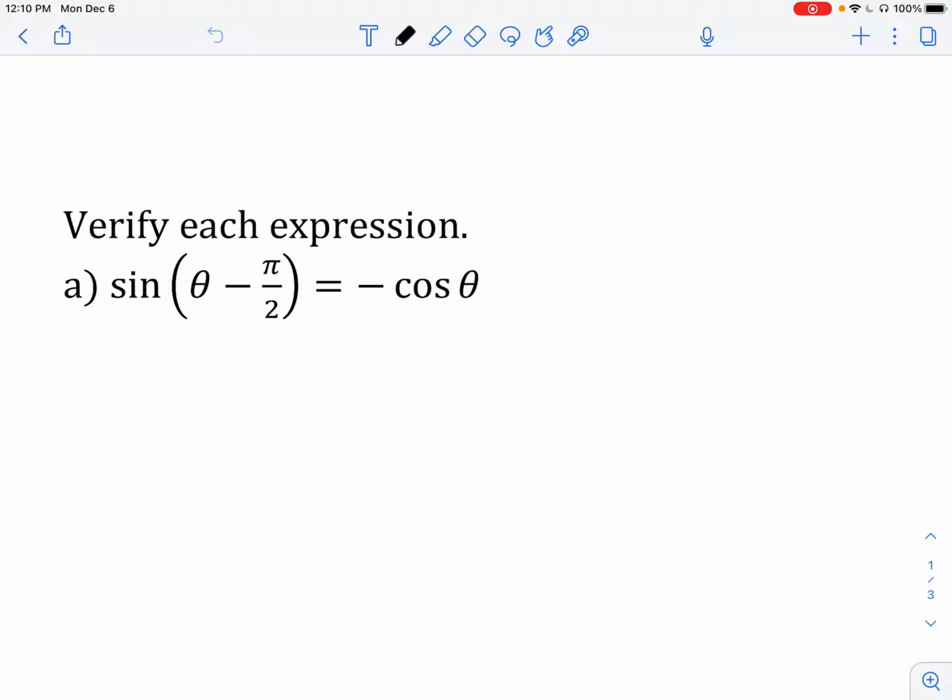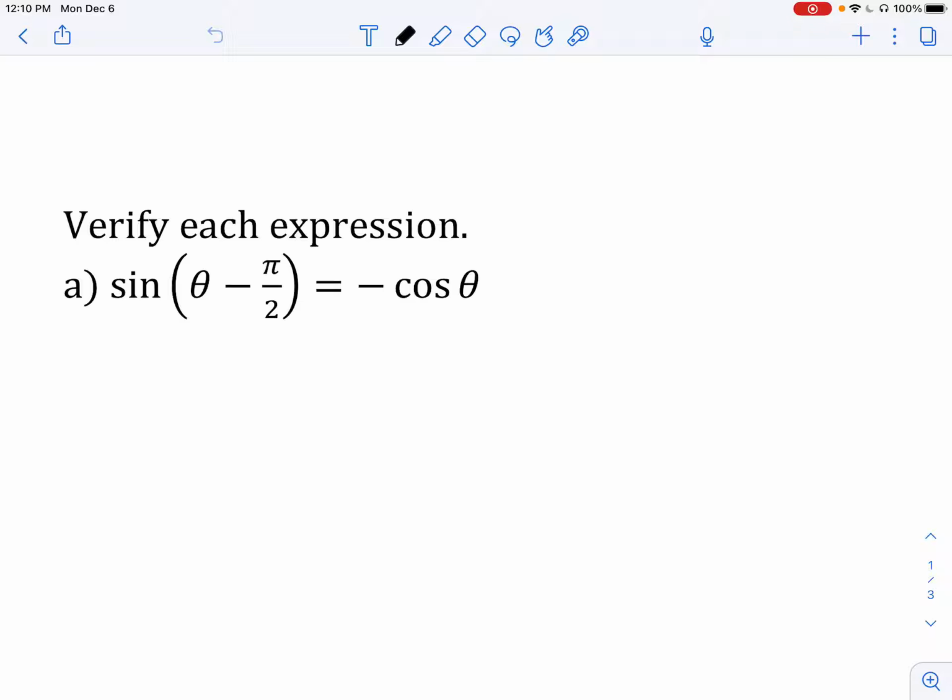All right, now that we've discussed sum and difference formulas, I just want to do a couple of practice problems where we will verify, evaluate, and solve some trigonometric equations using some of these sum and difference formulas. So let's start with a basic one here. Let's take a look at this one, and this should look pretty familiar to you. This is just a variation of a cofunction identity.